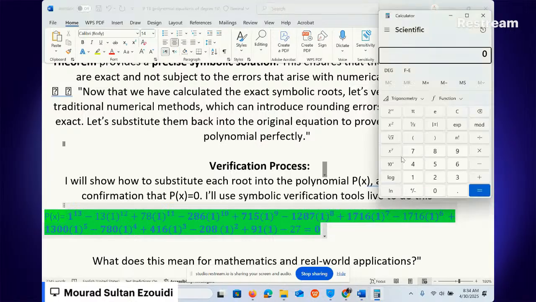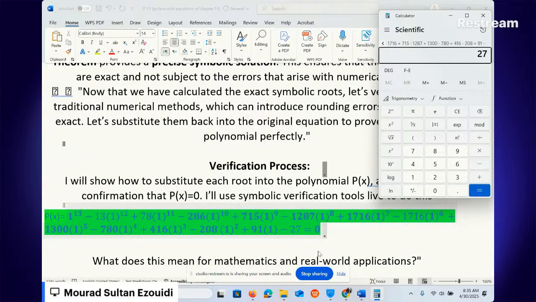I will write exactly this: 1 minus 13 plus 78 minus 286 plus 1716 minus 1716 plus, okay, 715. We didn't make 700, okay, plus 715, this one we need. Then minus 1287, then plus 1300 minus 780 plus 416 minus 208 plus 91 minus 27.